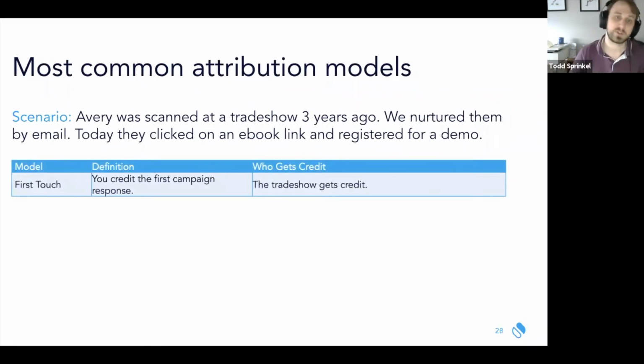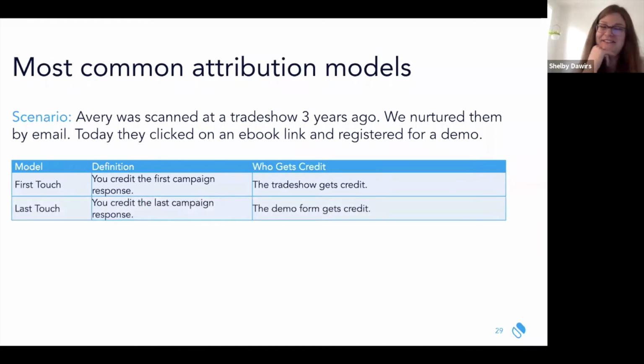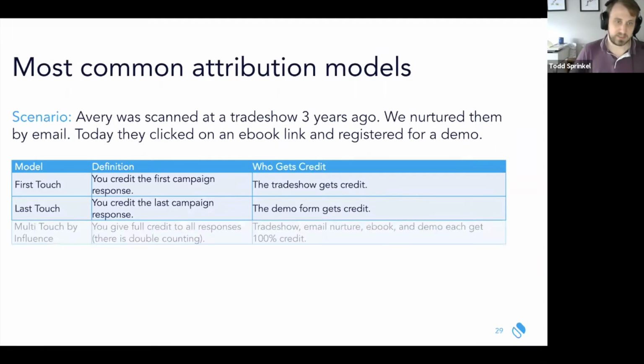If you go with a first touch model, we would credit the trade show from 3 years ago. That may or may not make sense because it was 3 years ago. How long is your sales cycle? That's crazy. Is it still relevant? The last touch, okay, we credit the demo form because that was the most recent thing. If you go with last touch, you're obviously going to be crediting more late stage funnel things, but that may or may not be okay.